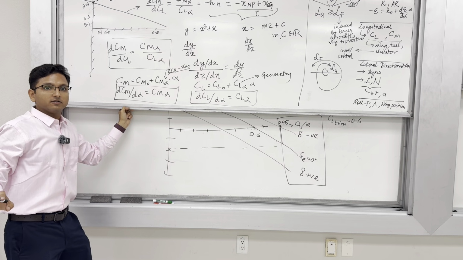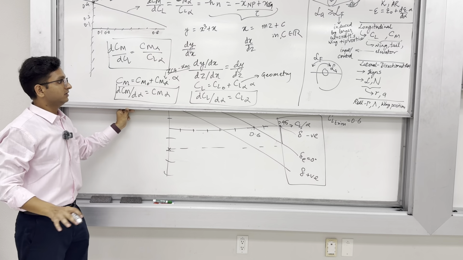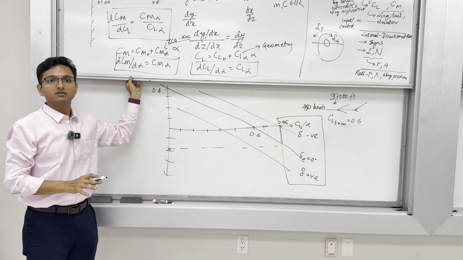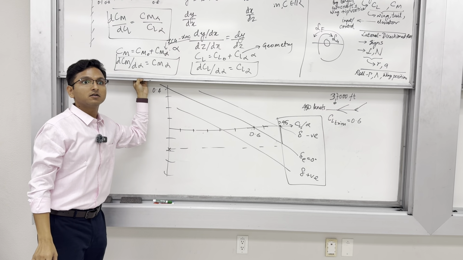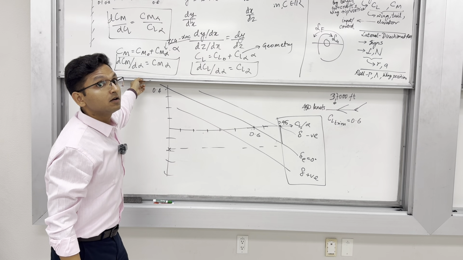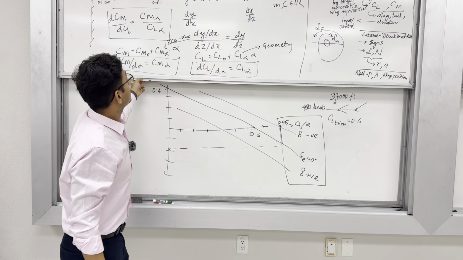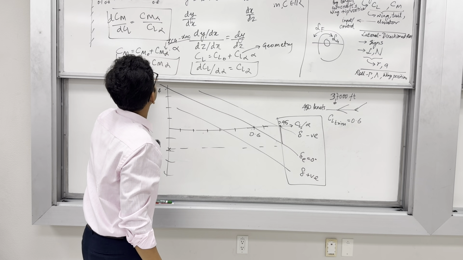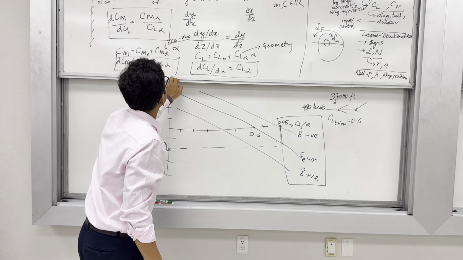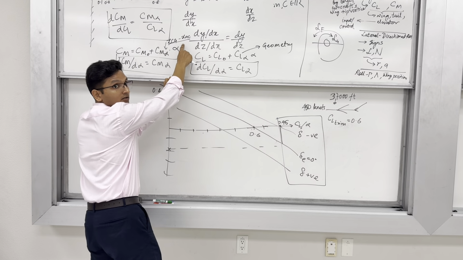Anything which is not clear, this is the moment. This graph is very important, understanding Cm, Cl. Yes? How does xAC turn into xNP? The neutral point. How does the aerodynamic center fit the neutral point?